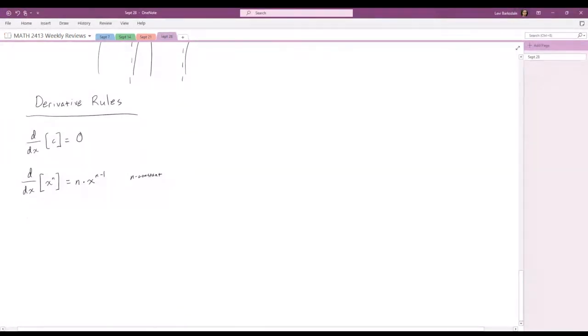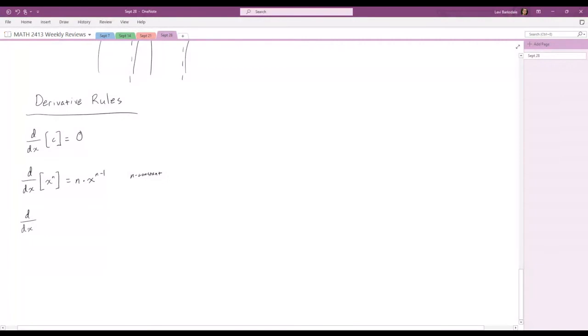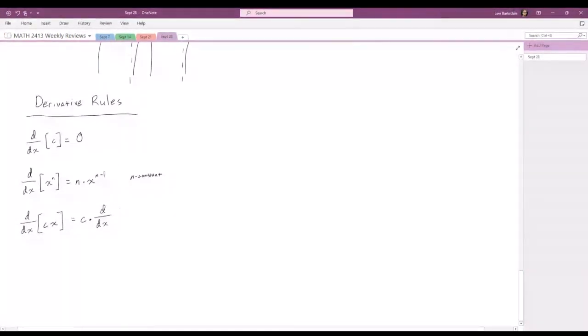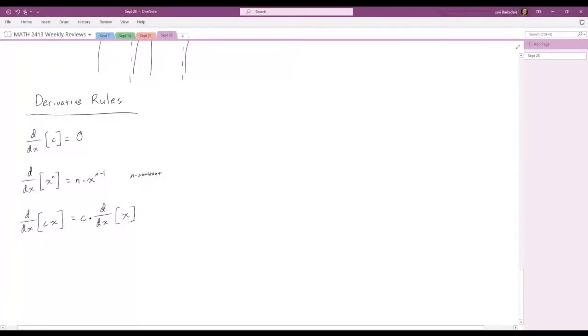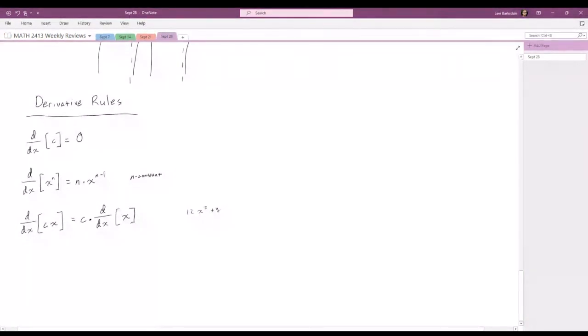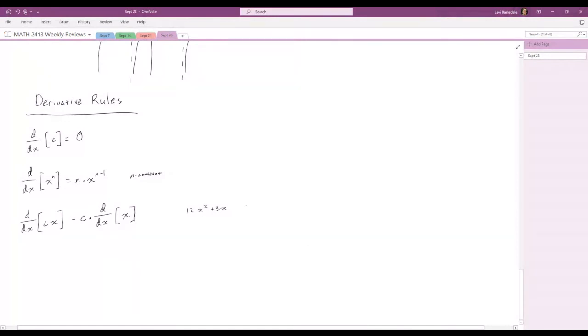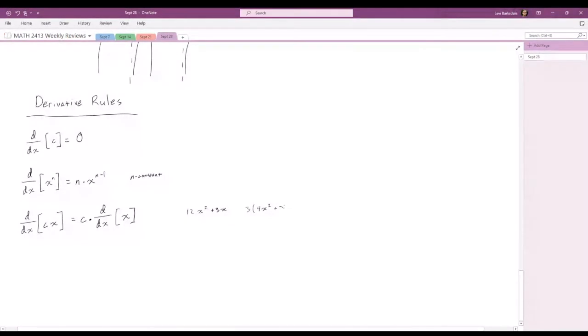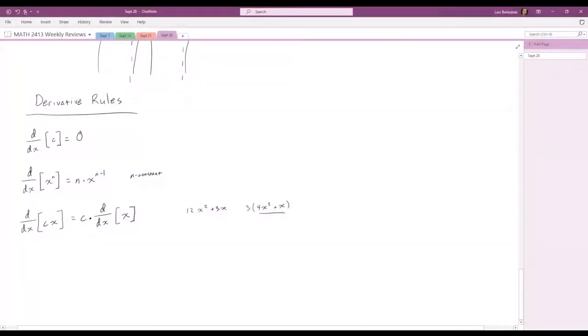All right. We also have a linearity rule is what it's technically called. You probably don't need to remember that. I'm not going to call it a product rule because that's something else. But basically, if we have a constant being multiplied by some other part of our function, we can actually just pull that constant out. So if we even wanted to take the derivative of a more complicated function, like 12x squared plus 3x, well, there's a common 3 in here. So I can even just pull that out and say it's 3 times the derivative of this inside part.